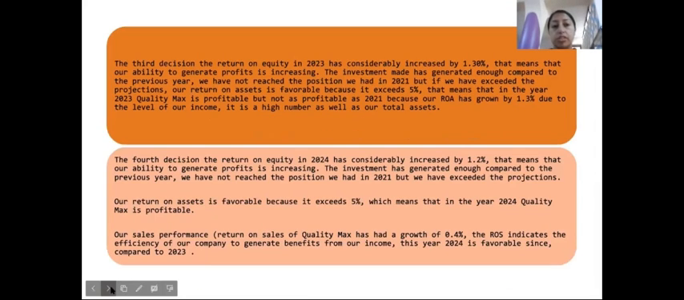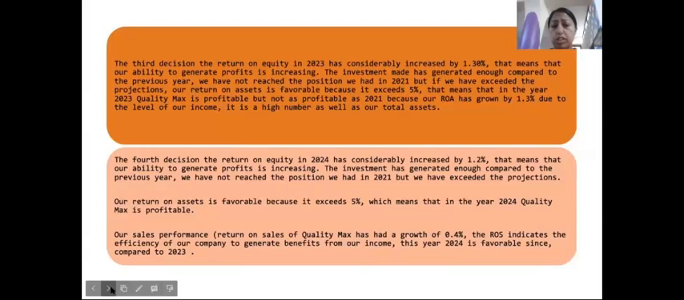The third decision, the return on equity in 2023 considerably increased by 1.30%. That means that our ability to generate profits is increasing. The investment made was good compared to the previous year. We have not reached the position we had in 2021, but we have exceeded the projection.